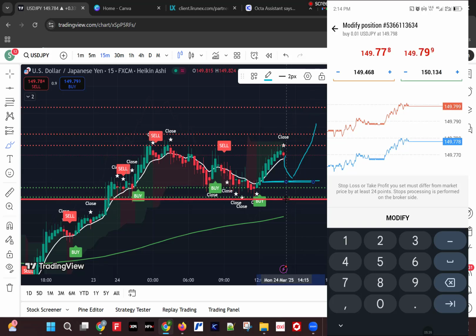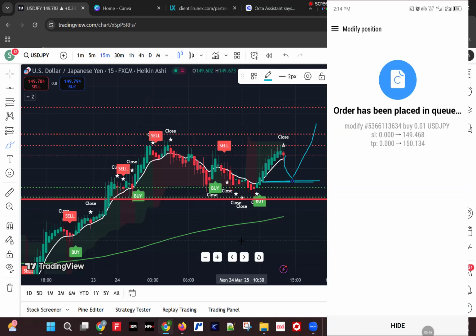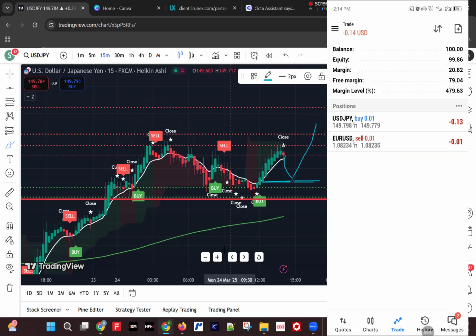Then we can adjust our SL to that new low. Okay, so let's modify this SL right now. So that is it. So right now we are currently on 2 trades.